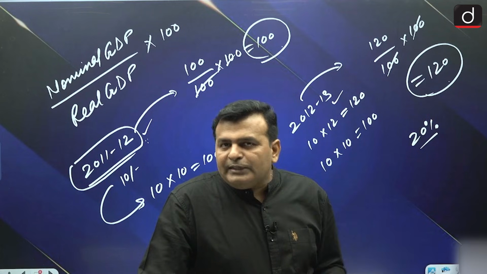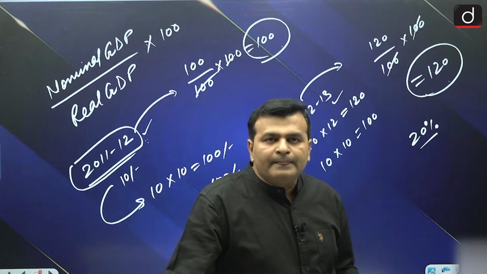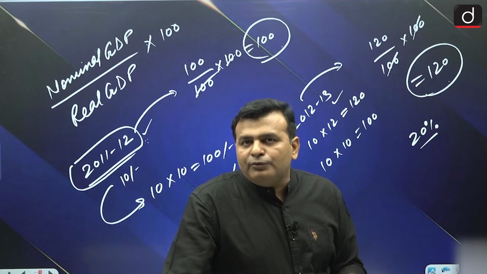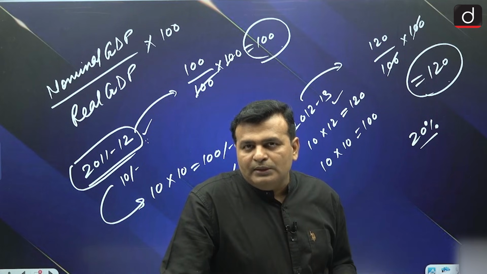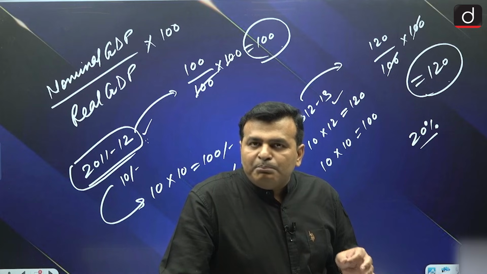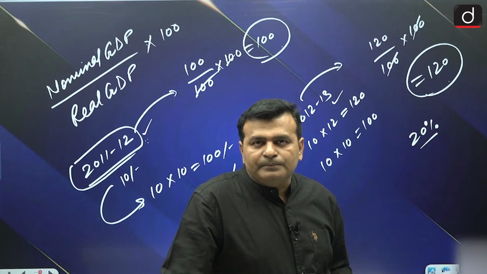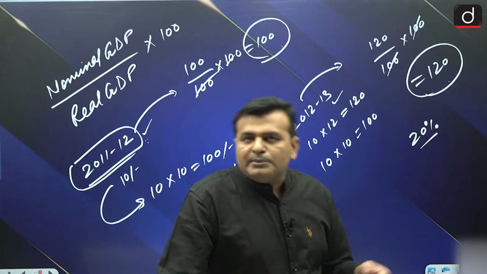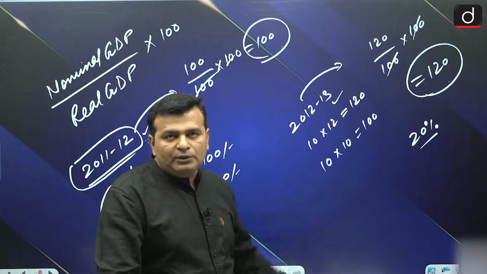So GDP deflator has its own limitations, and that is the reason why the RBI, in order to formulate its monetary policies, continues to use CPI combined as the most important index for calculation of inflation. So this is about the GDP deflator, and hope the concept is clear to you all.